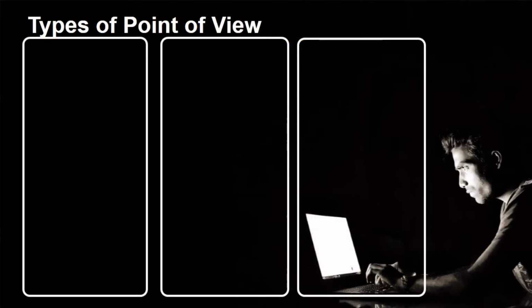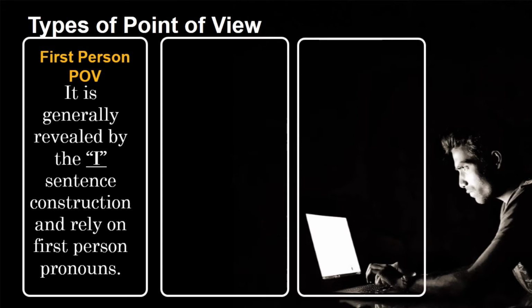There are three types of points of view. First-person point of view. The readers will see or read the events through the eyes of the character telling the story. It is generally revealed by the "I" sentence construction and relies on first-person pronouns. Other pronouns used are me, my, and we.